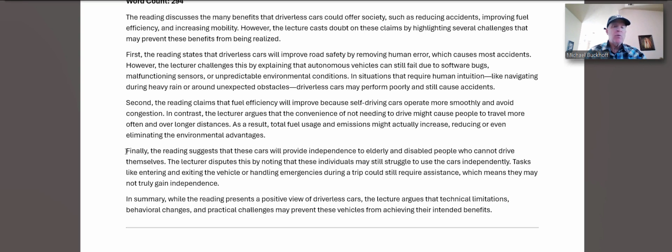In summary, while the reading presents a positive view of driverless cars, the lecture argues that technical limitations, behavioral changes, and practical challenges may prevent these vehicles from achieving their intended benefits.